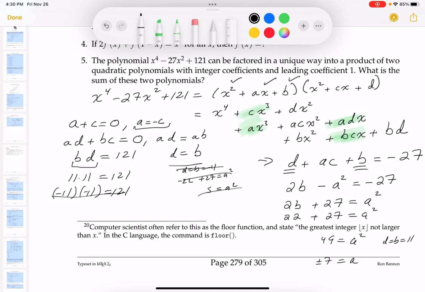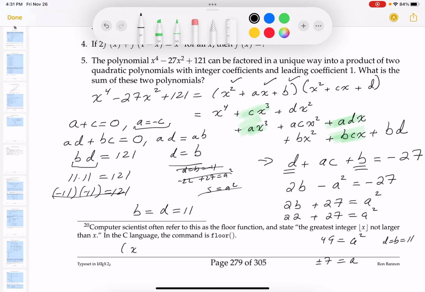So I'm going to say B equals D equals 11. We can check this, of course. And then I'm going to say A is plus or minus 7. Well, you know what? I got some nice symmetry here. So let me put this down for you.